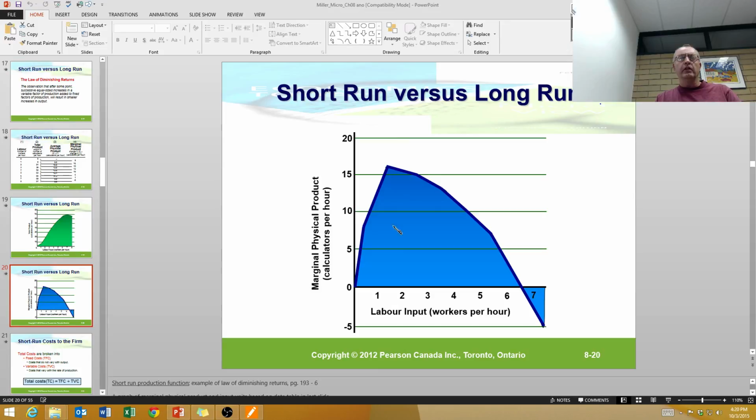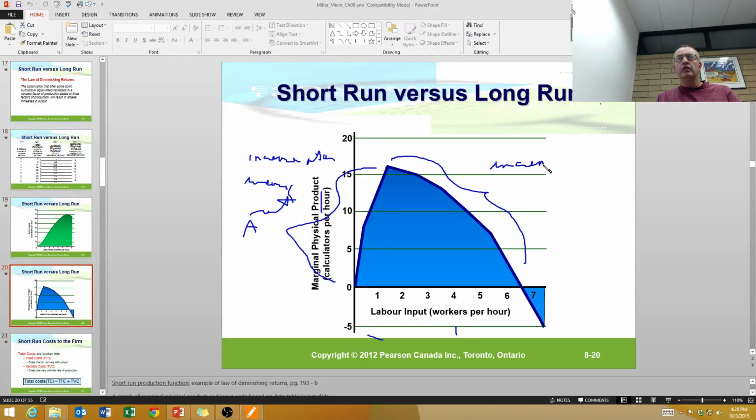And so here's section A of the total curve, where as we increase the number of inputs, our output increases at an increasing rate. Can't spell. Section B here, as our number of units of input increase, our output, marginal physical product, increases at a decreasing rate.